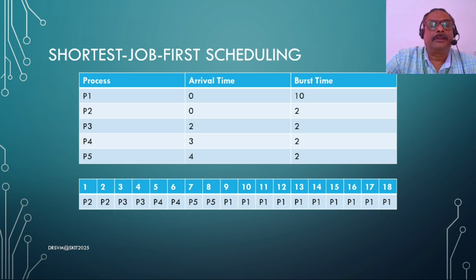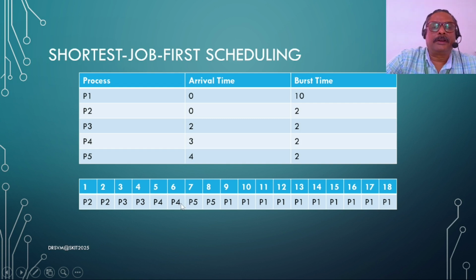So now on the ready list we have P3 and P1. P3 needs 2 units, P1 needs 10 units, therefore P3 wins the race. So the next 2 slots are allotted to P3. So now 4 units of time have elapsed, but P4 joined our race, and when we completed P3, P4 and P1 are in the race, and again P4's time is 2, P1's time is 10, therefore P4 wins the race.